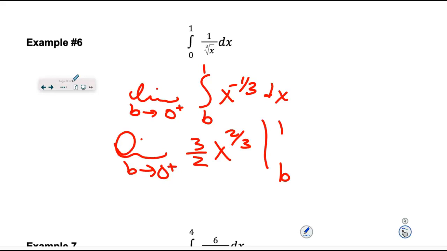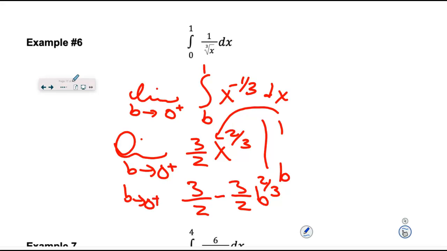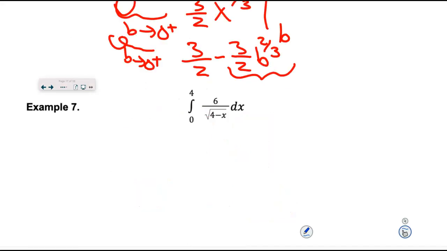So when the 1 goes in, I get 3 halves, 1 to the 2/3, and then minus 3 halves of b to the 2/3. B is approaching 0 from the right. What happens to this as b approaches 0 from either direction? 0. Yeah. So the answer to this one is that we converge, to 3/2.